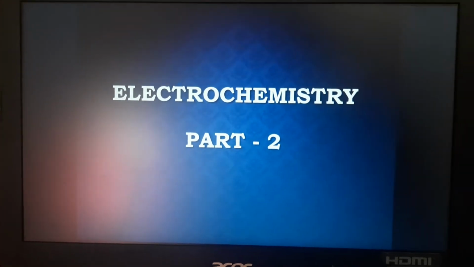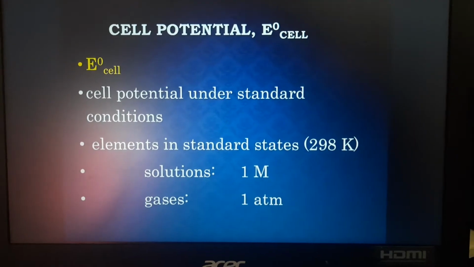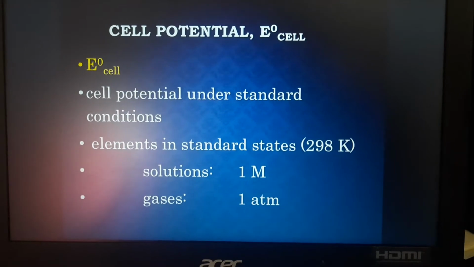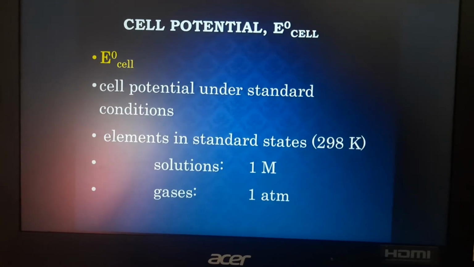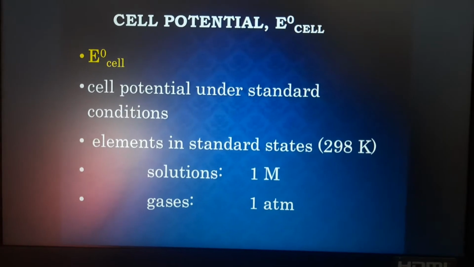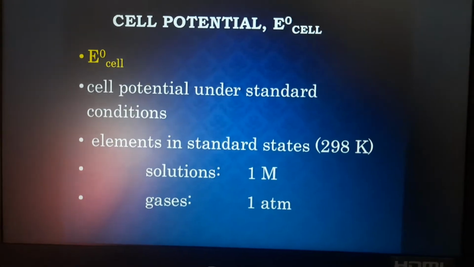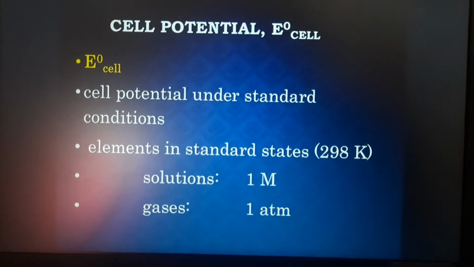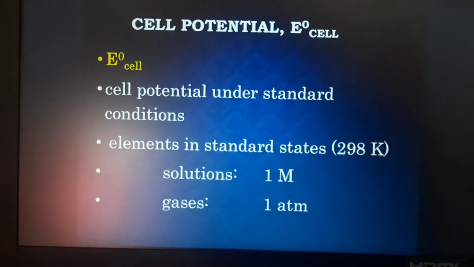So let's start. First of all, we have to know what cell potential is. That is the standard cell potential, E naught of cell. E naught cell is just like electromotive force, but it is measured under certain conditions: at 1 atmospheric pressure and 298 Kelvin temperature, that is 25 degrees Celsius, and the concentration will be 1 molar. At this condition, the cell potential is regarded as standard cell potential.